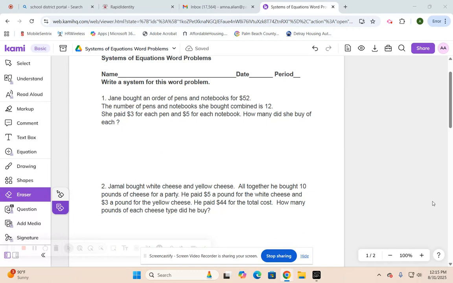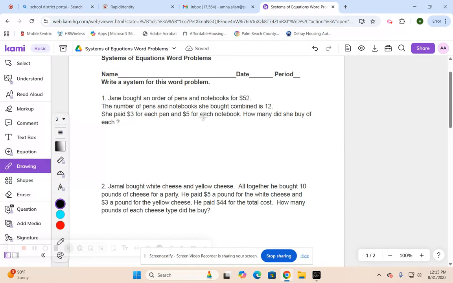Well, let's go back and underline all of the information that we have. She bought pens, and she bought notebooks. And how many in all did she buy of those items? They tell us combined she bought 12 of these items. So actually that gives us our amount equation or amount function.